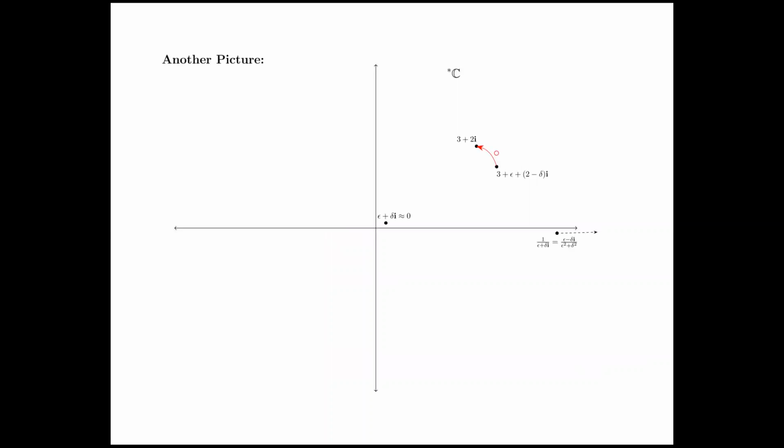Okay, so here's another picture, and I probably used too small of a font for my elements. Here's some infinitesimal stuff over here. There's an epsilon plus delta i, where you think of epsilon and delta as being infinitesimal reals, and so that's an infinitesimal. Its reciprocal is 1 over epsilon plus delta i, which is epsilon minus delta i over the square of the absolute value, so epsilon squared plus delta squared. And that's out in the infinite part. That's what the zero is supposed to represent. It's way out at infinity.